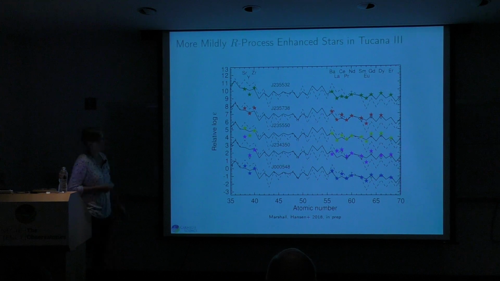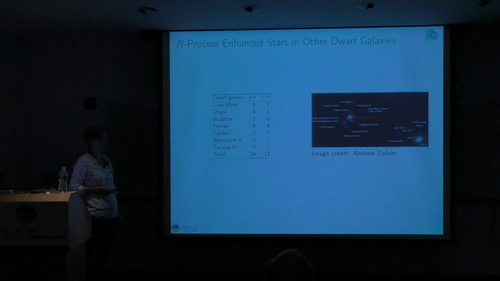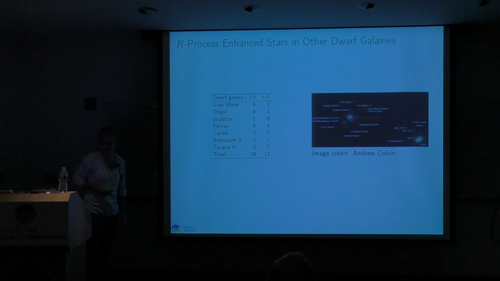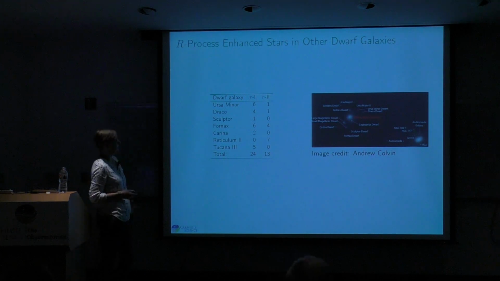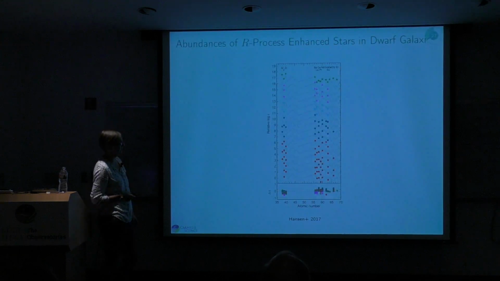And this got me thinking, well, what about all the classical dwarfs that we have around us where people have looked at stars in high resolution? Do they have R-process-enhanced stars? And yes, they do. Ursa Minor has quite a few. Draco has quite a few. Fornax has also quite a few. And if you plot all of their abundance patterns, we have the same beautiful match.